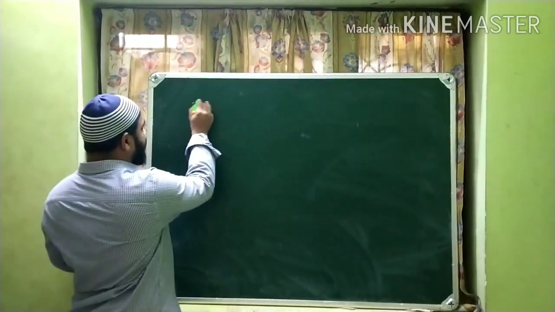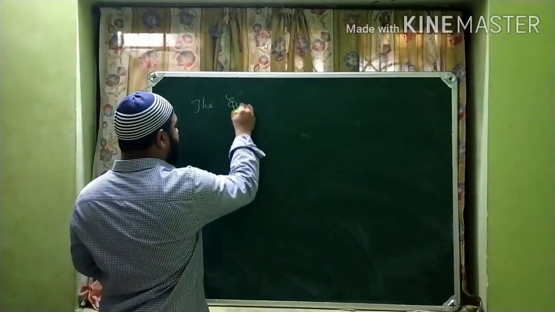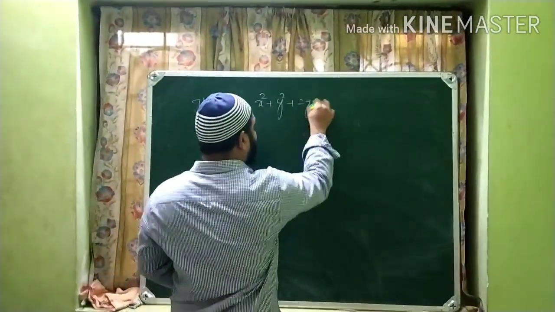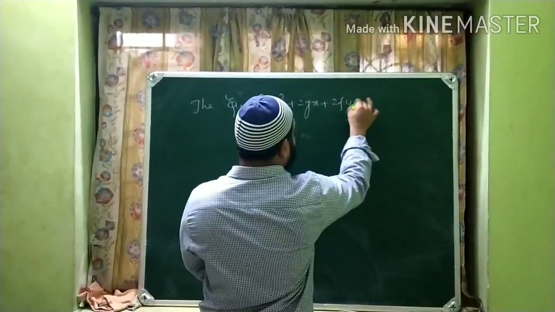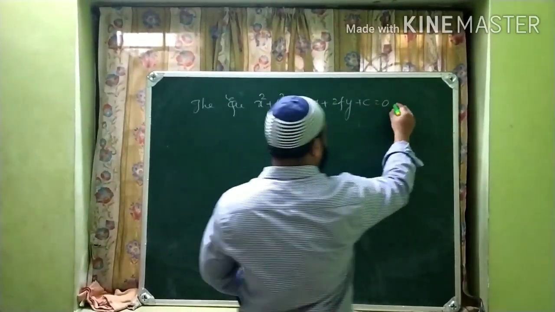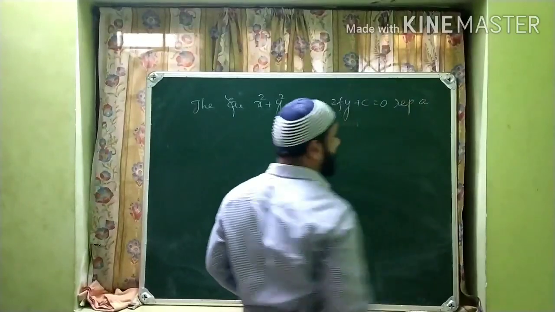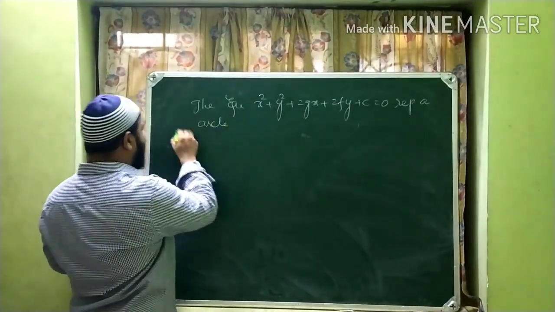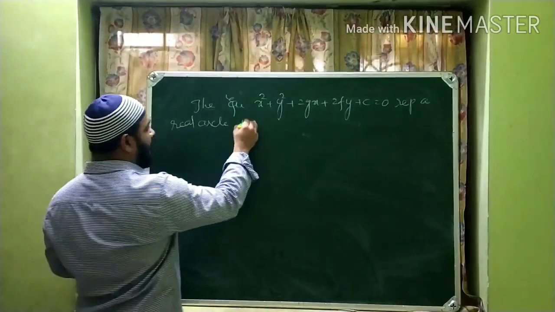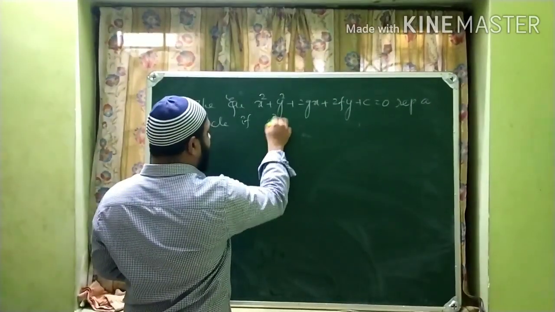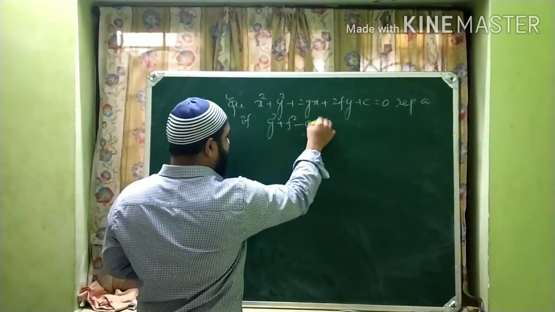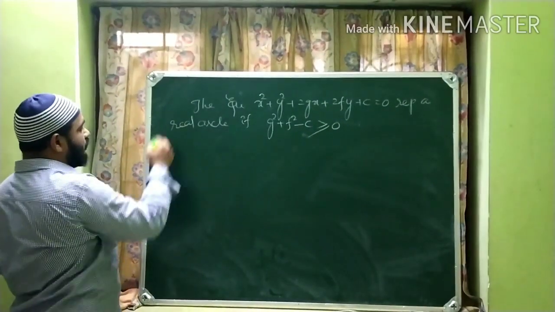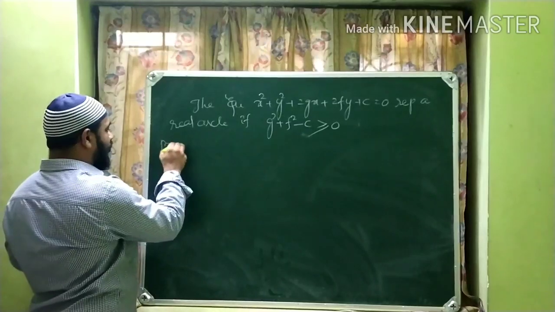The equation x square plus y square plus 2gx plus 2fy plus c equals 0 represents a real circle if g square plus f square minus c is greater than or equal to 0. So, proof.